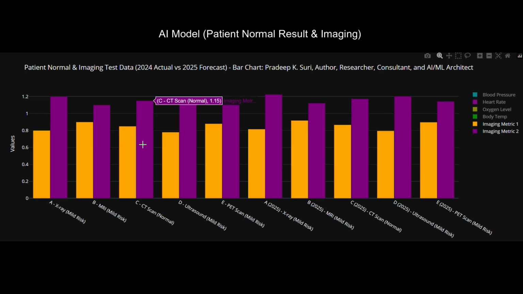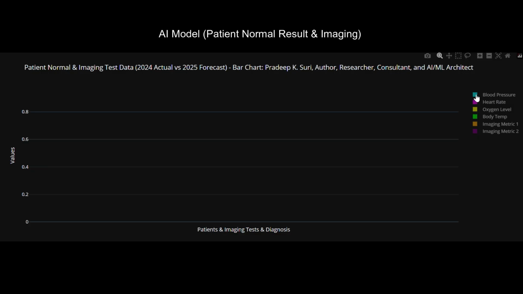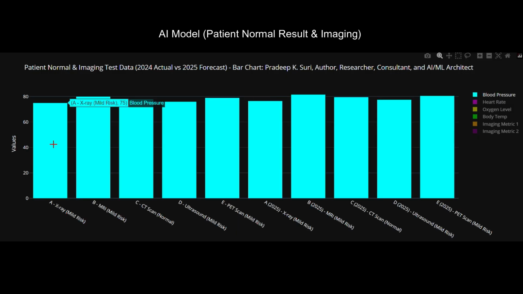4. Data trends and observations. The bars for 2024 and 2025 are grouped together for easy comparison. Each grouping of bars represents a single patient and their imaging test data. The forecasted, 2025, values are slightly higher than the actual 2024 data due to the assumed 2% increase. The mild risk category patients tend to have higher heart rates and imaging metrics, whereas the normal patient, CT scan, has more balanced values.